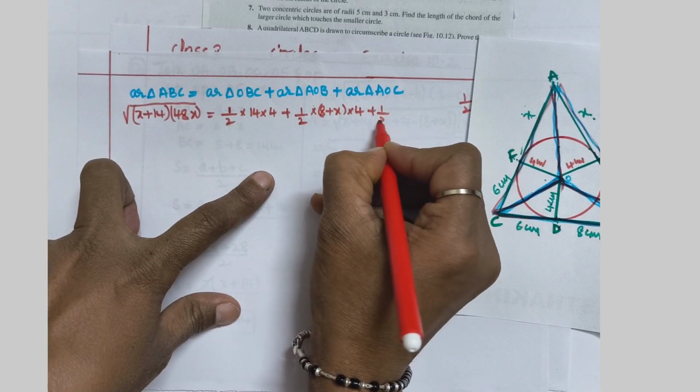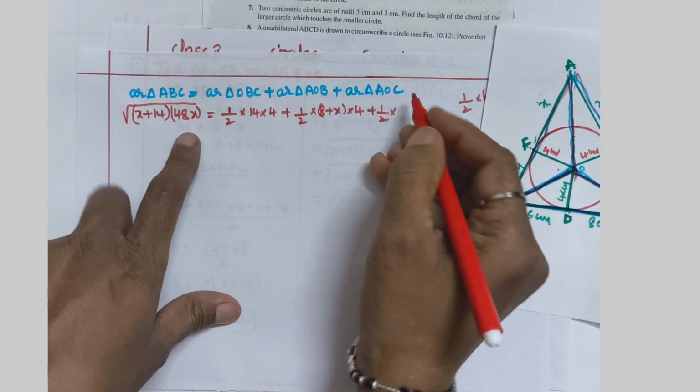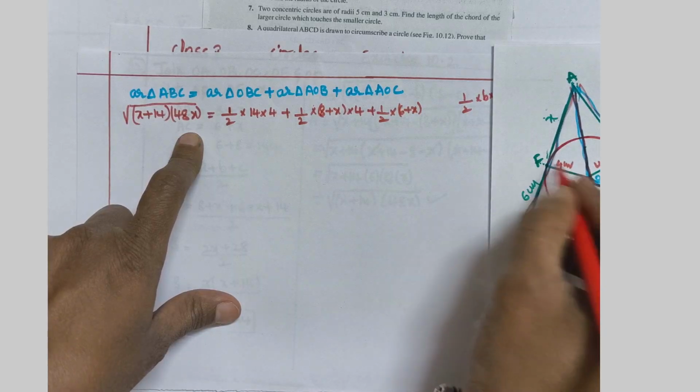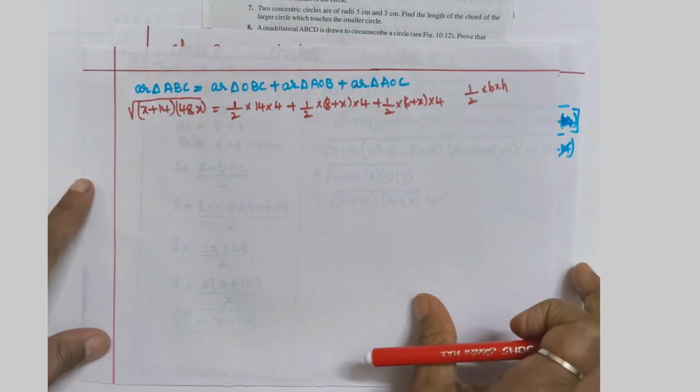Plus half into base. Here what is the base? 6 plus x is the base. Okay, 6 plus x into, what is the height? 4 is the height, into 4. Okay, now we will simplify this one slowly.